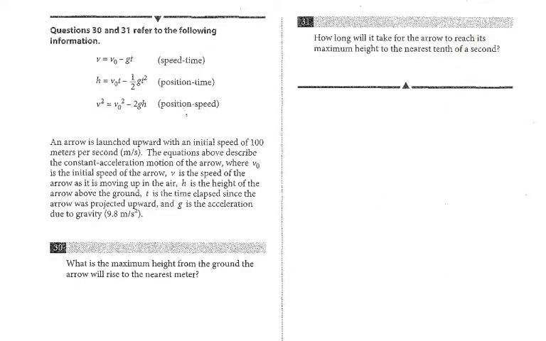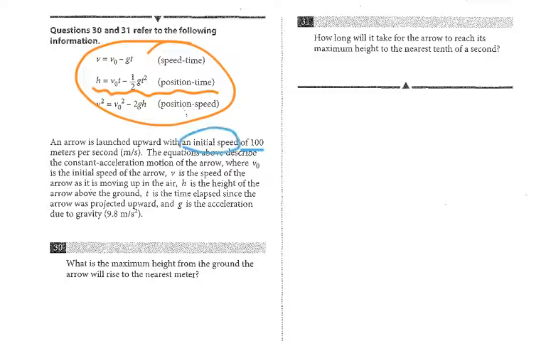For number 30, that's the formula. So which formula you need to choose to use is this one. We are given that 100 meters per second as initial speed. V0, that's the initial speed, equals 100. And I'm looking for the maximum height. That's why using the second one.